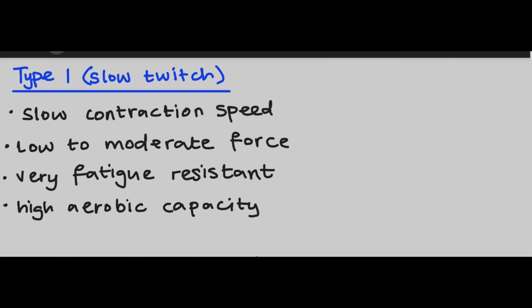For type 1 slow twitch muscle fibers, their key characteristics are they have a slow contraction speed, produce low to moderate force, are very fatigue resistant, so they can go for a long time without tiring out, and they have a high aerobic capacity because they have loads of mitochondria, a lot of capillarization, and a lot of myoglobin stores. Usually as well, type 1 muscle fibers are more red just because they have more capillaries and more blood flow going to them.